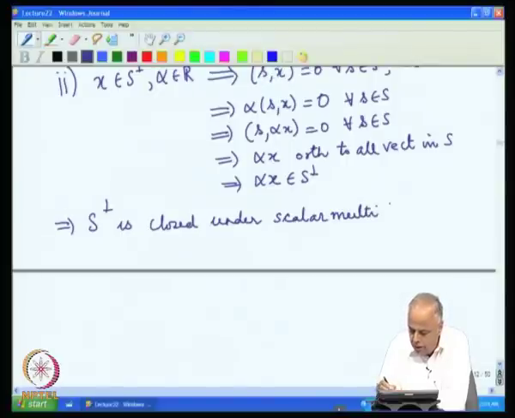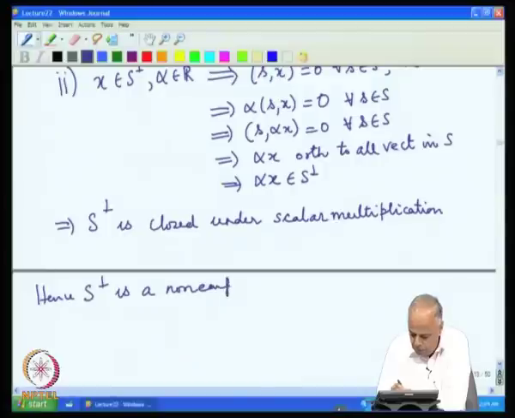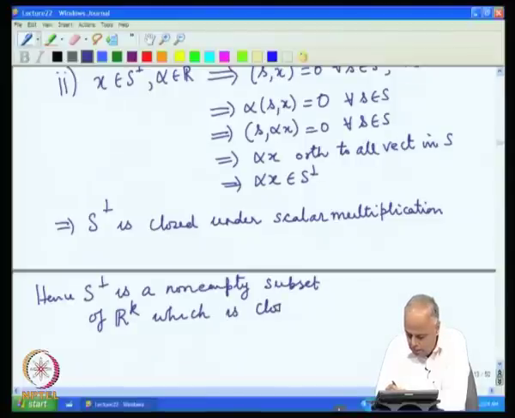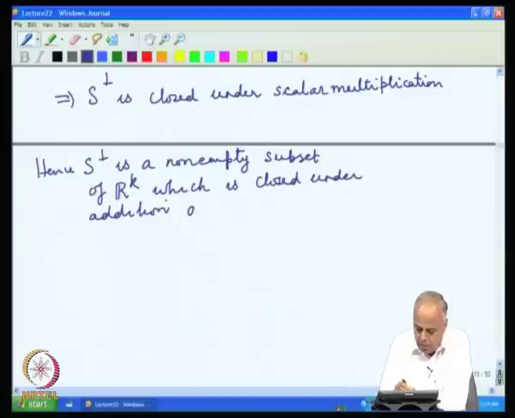So, what we have seen is that S perp is a non-empty subset of R^k, which is closed under addition and scalar multiplication.